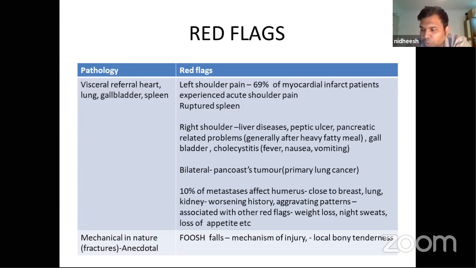So it's always good to palpate and see if there's any bony tenderness, and always look for the mechanism of injury. That will give you a clear picture, and also we can be sure that we are not making any mistakes, we are correctly identifying the problem, and we are referring the patients when it is needed. Okay, moving on to the next slides.